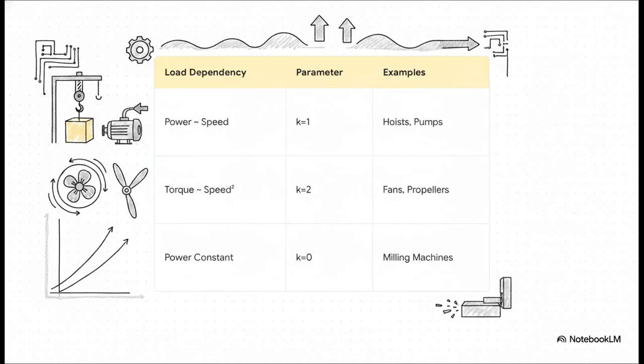Now, here's what's really fascinating. The mechanical load completely dictates what the system needs to do. Engineers meticulously categorize these loads. For example, if you're running a hoist or a pump, the power requirement linearly depends on its speed. Pretty straightforward. But if you're dealing with fans or propellers, the torque is proportional to the square of the speed. That's a totally different parabolic characteristic. And then you have things like milling and boring machines, where the power is completely independent of the speed. Why does this matter? Well, mismatching your power to your load type isn't just inefficient, it's a great way to absolutely destroy your own factory equipment.